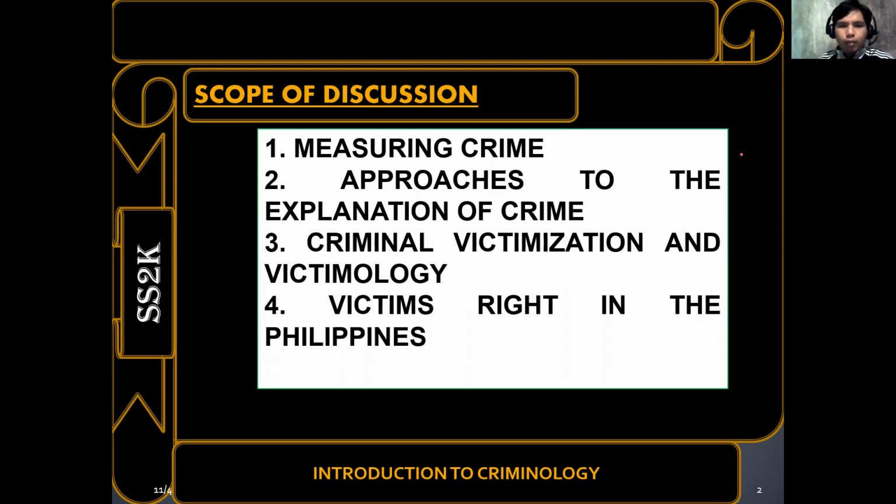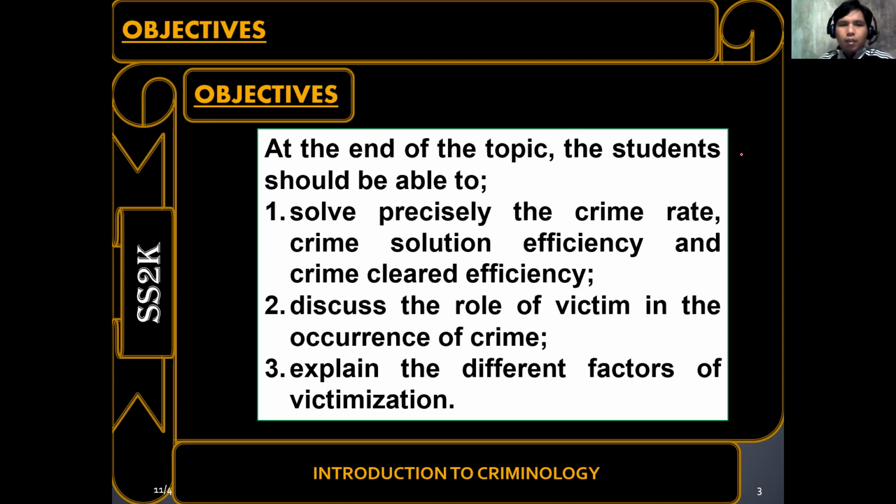And fourth, we will discuss the victim's right in the Philippines. Okay? So at the end of the discussion, it is expected that you should be able to solve precisely the crime rate or the rate of crime as one of the methods on how to measure crime. You should also be able to solve crime solution efficiency and crime cleared efficiency.